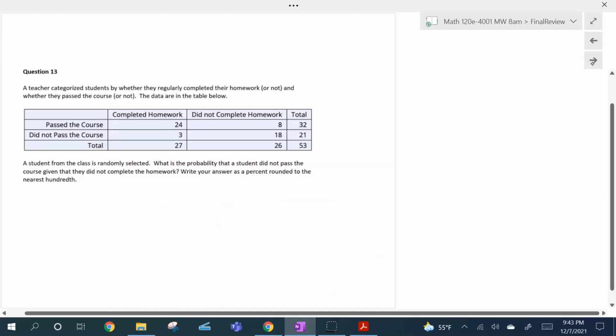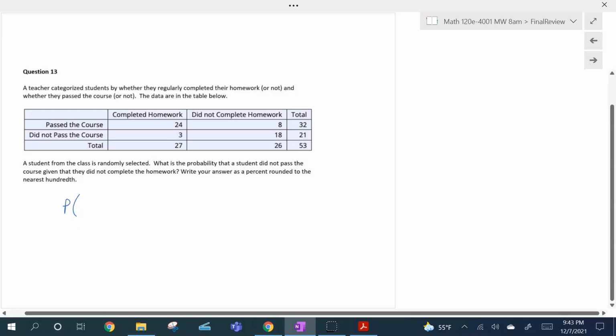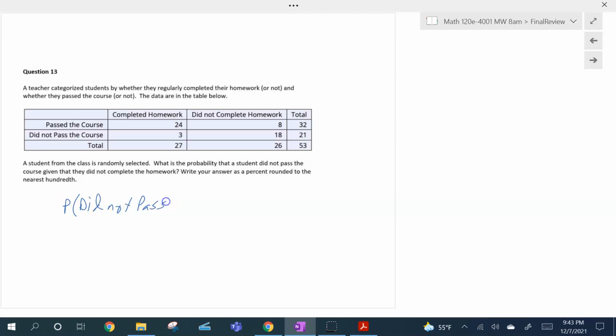13. Now it looks like we've got a conditional probability here. What's the probability that you did not pass, given you did not do your homework?